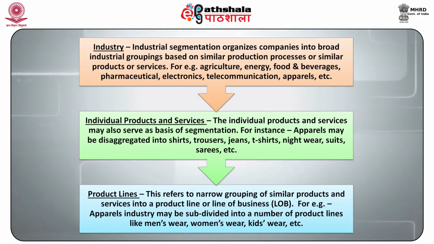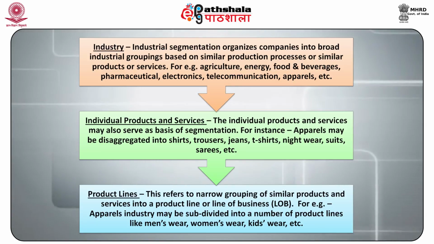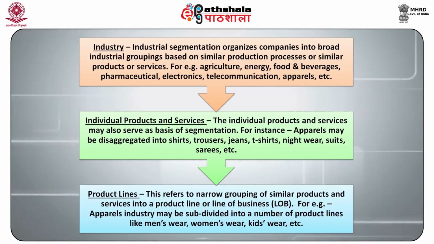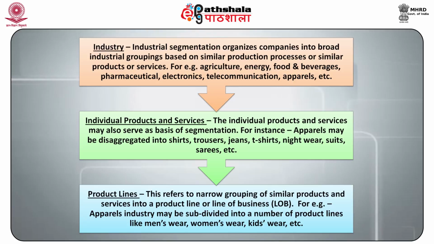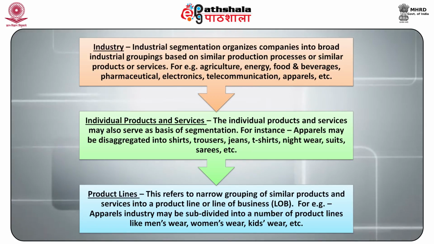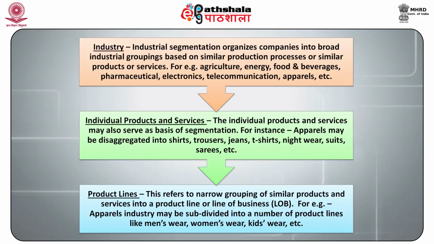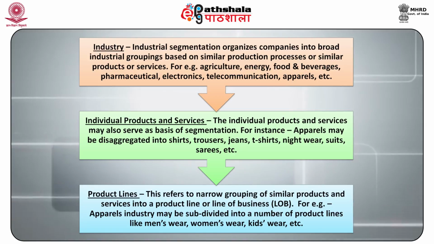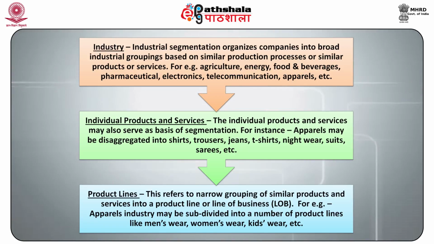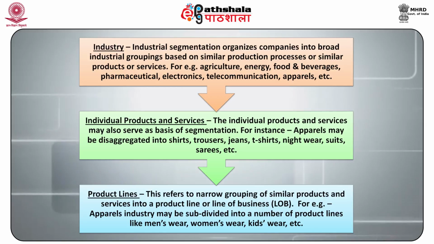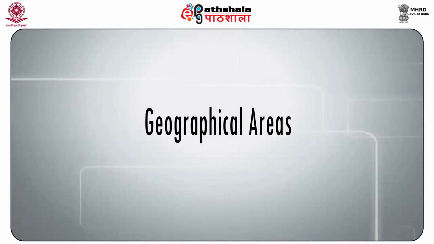Number 2, individual products and services. The individual products and services may also serve as a basis of segmentation. For example, apparels may be disaggregated into shirts, trousers, jeans, t-shirts, nightwear, suits, saris, etc. Number 3, product lines. This refers to narrow grouping of similar products and services into a product line or line of business. For example, the apparel industry may be subdivided into a number of products such as menswear, women's wear, kids wear, etc. Number 4, geographical areas.